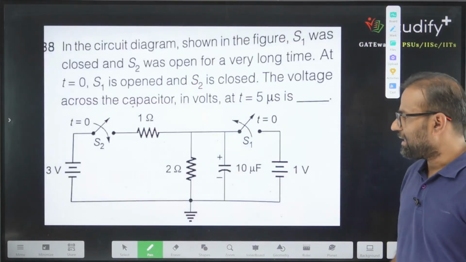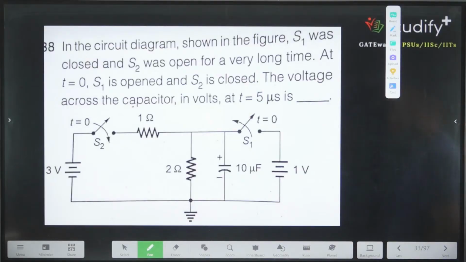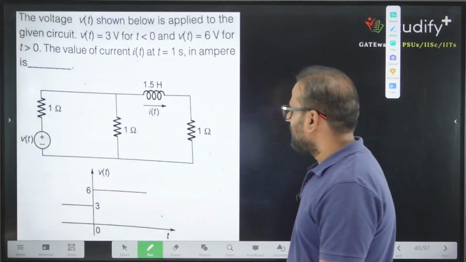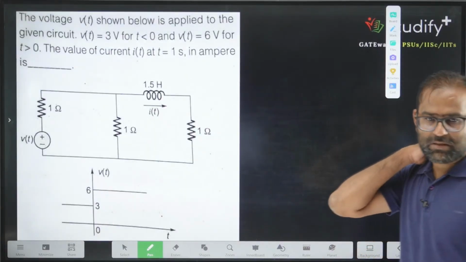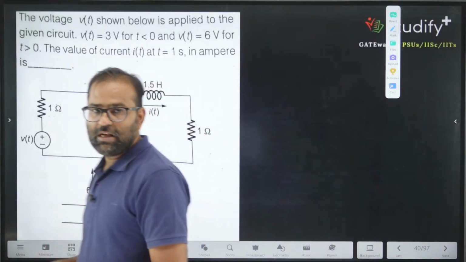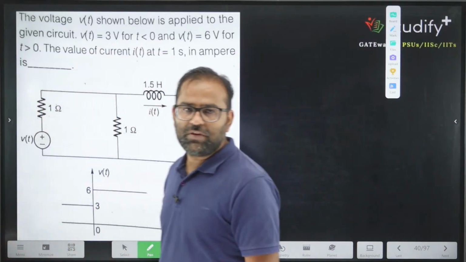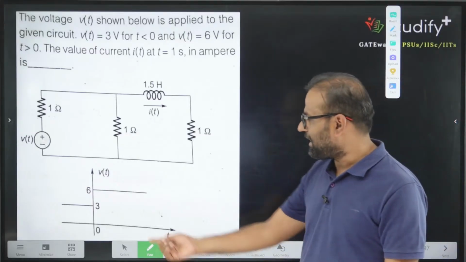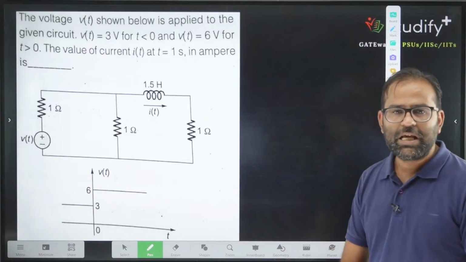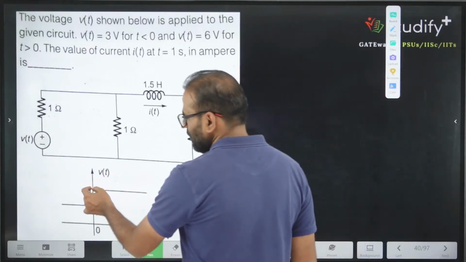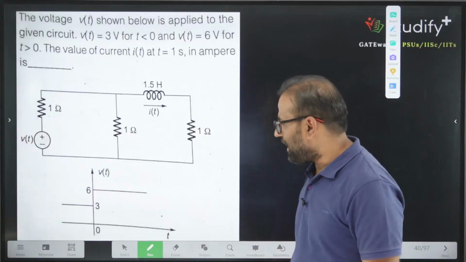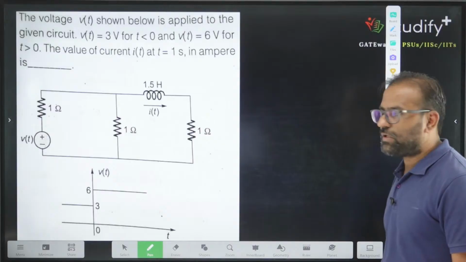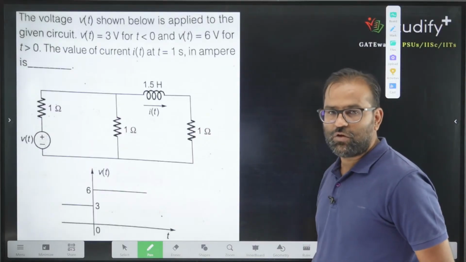Okay, let's take a few more questions. What are these questions trying to convey to us? Okay, one more waveform based question. What is this question trying to tell us? This question is saying that the voltage Vt shown below is applied to the circuit, where Vt equal to 3 volt for t less than 0, as given in the waveform, and there is an abrupt change at t equal to 0, meaning it is working like a switch, and the waveform for t greater than 0 is 6 volt. The value of current It at 1 second. What is the value of current at 1 second?